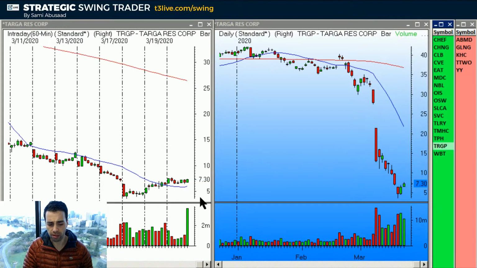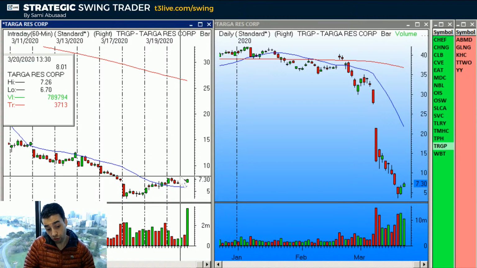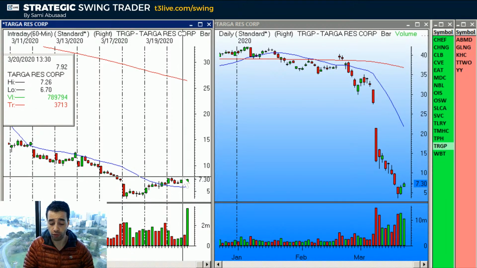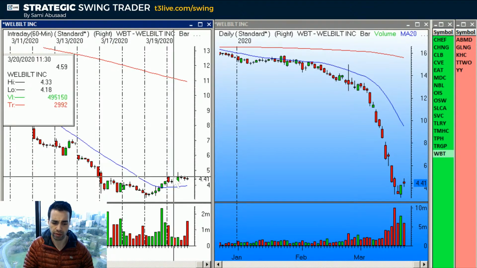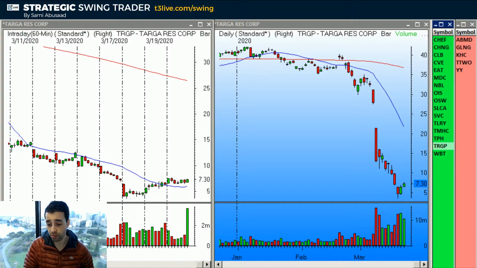TRGP is oil, but looks better because it's already above the moving average. This looks stronger than the rest of them. Over the base, stop below it. And then last but not least is WBT, same thing, over the base, stop below it. Kind of like the TRGP, and it is not one of the three that I picked. And I picked 2 longs, 1 short, by the way, just FYI.